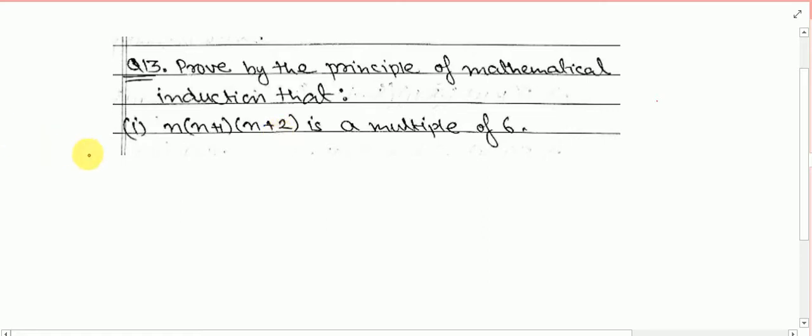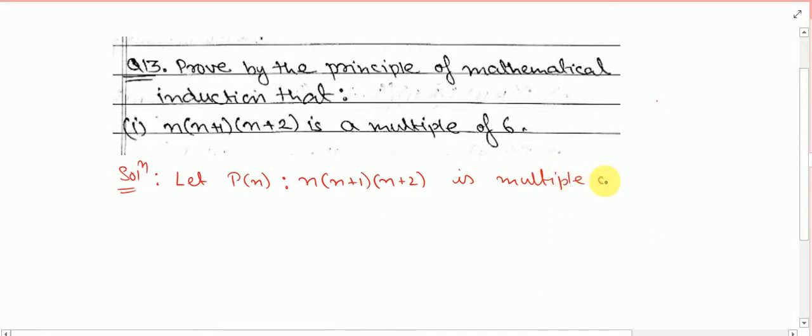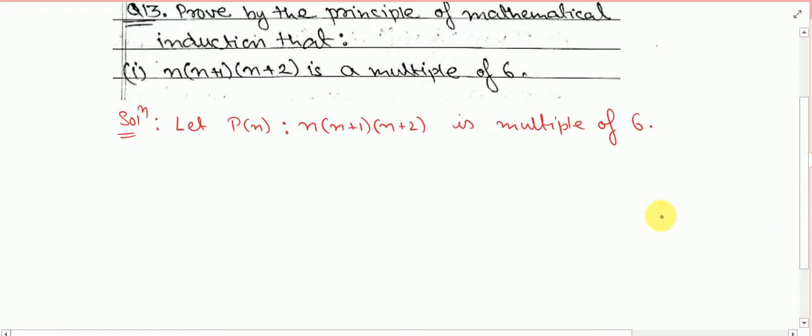So, solution, you'll write let P(n) is multiple of 6. This is the first thing that you will do. Then you will check, or you have to prove for n equal to 1 that this expression will be multiple of 6.